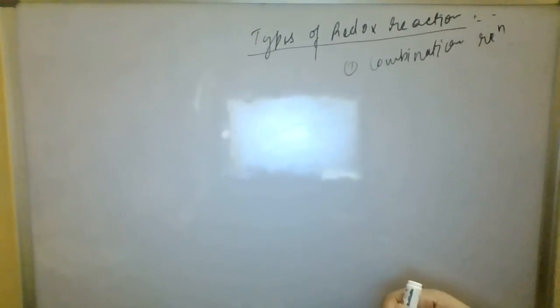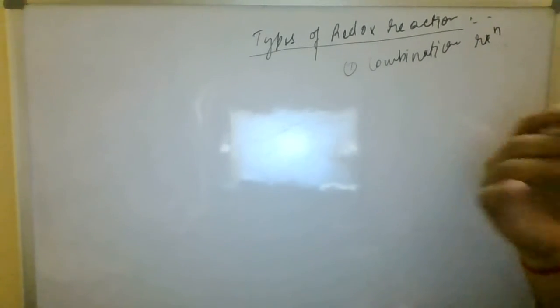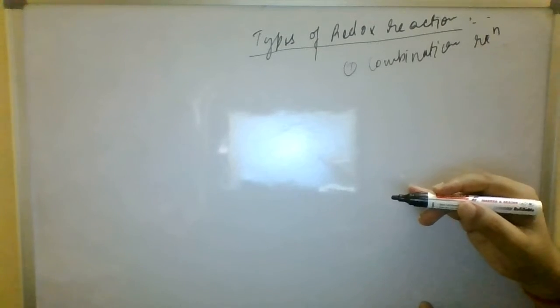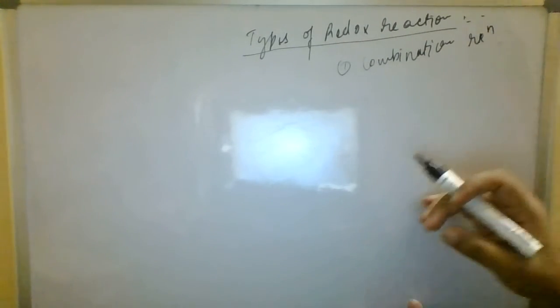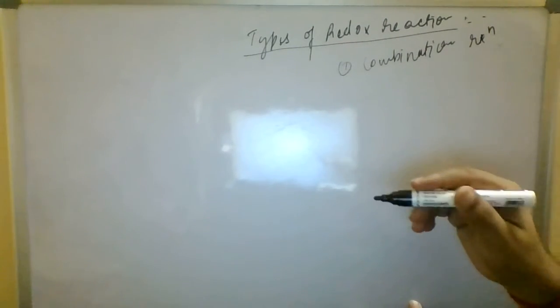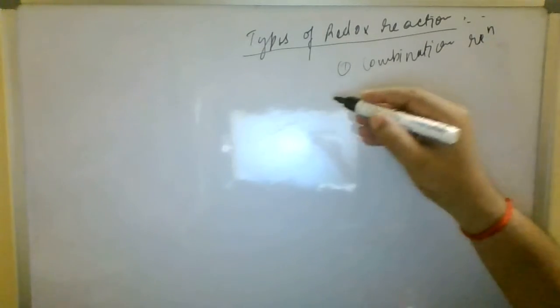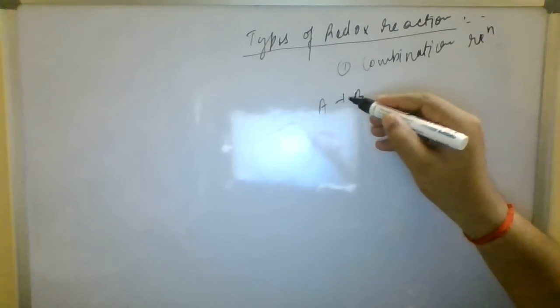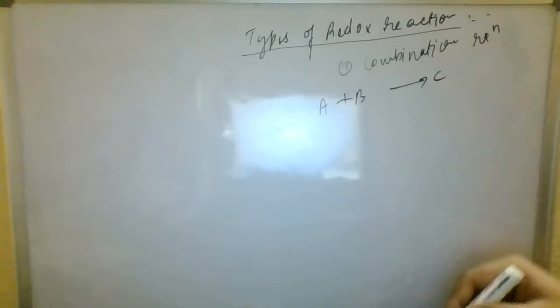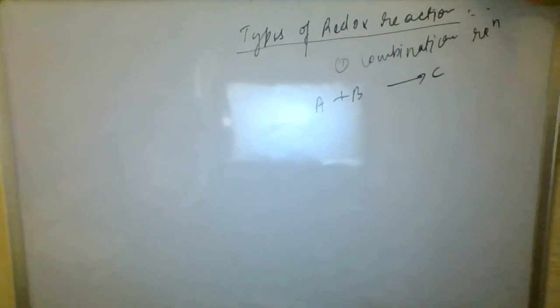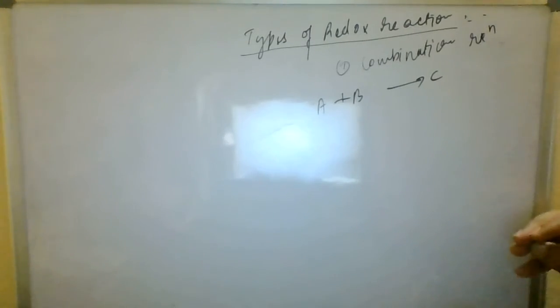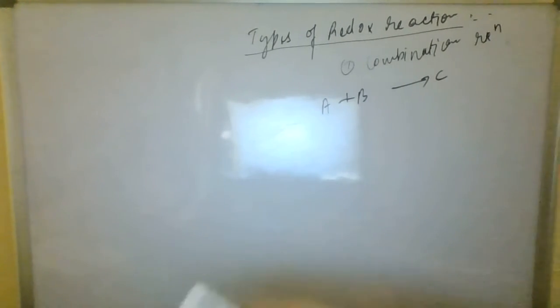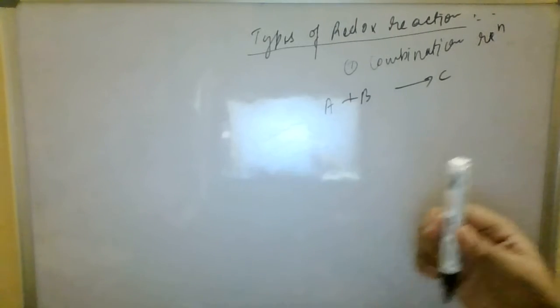In a combination reaction, what is happening? Two elements combine to form one compound. That is the combination reaction. So two elements are combining and forming only one product. That is what is known as a combination reaction. The simple form is A plus B giving C, which is an example of a combination reaction. Now we are going to study with the help of an example.